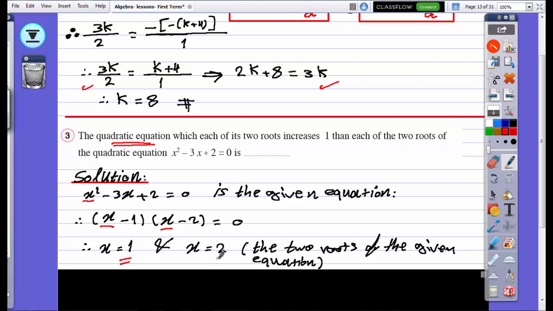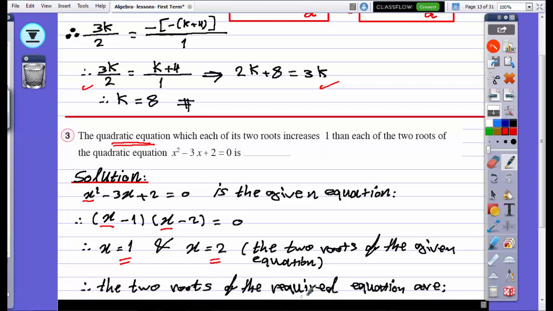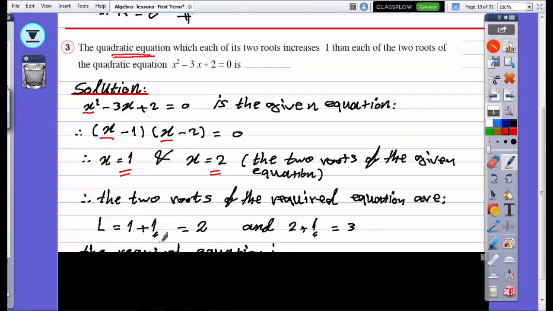So 1 and 2 are the two roots of the given equation. The two roots of the required equation are 1 plus 1, which equals 2, and 2 plus 1. The two roots of the given equation are 1 and 2, and the two roots of the required equation increase by 1. So 1 plus 1 equals 2, and 2 plus 1 equals 3. So the two roots of the required equation are 2 and 3.